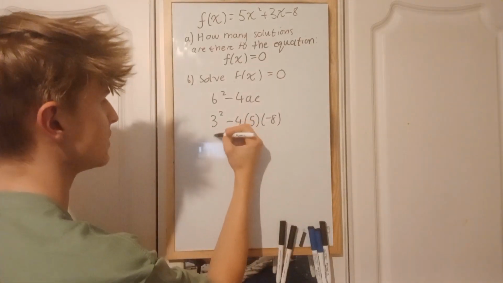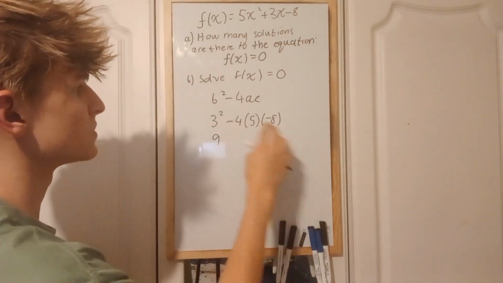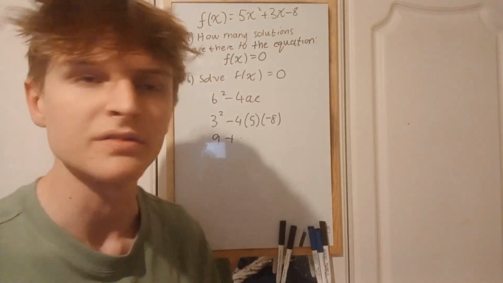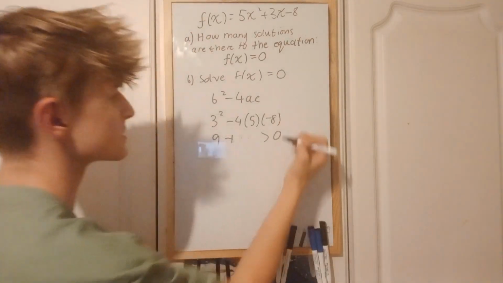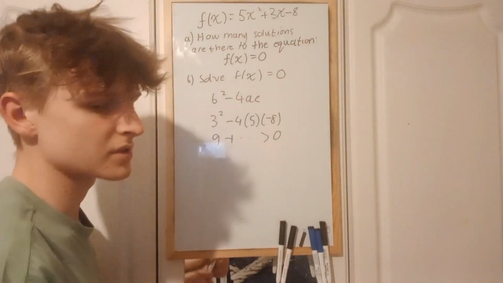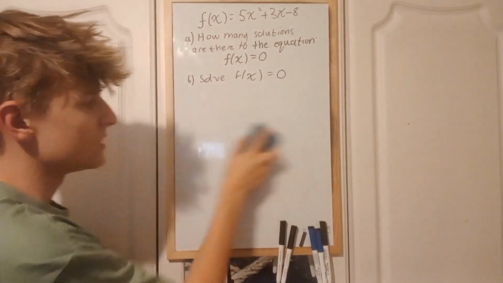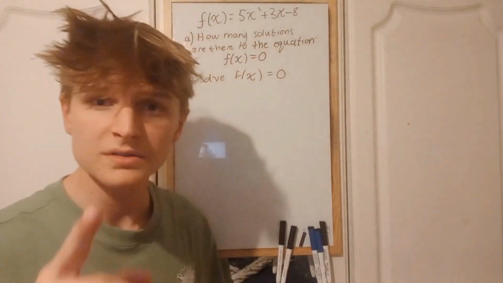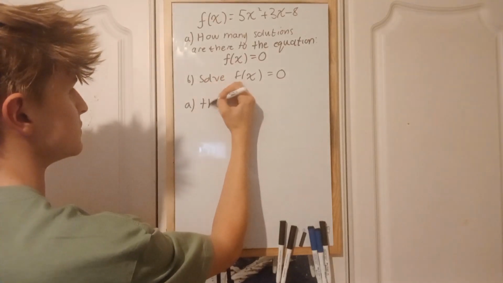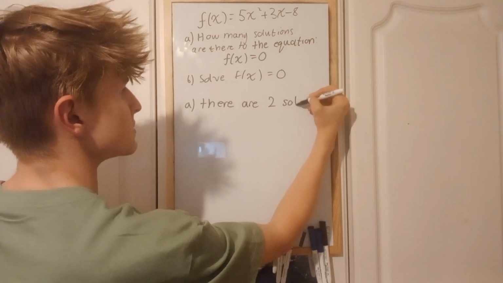Okay, we're going to get 9. And then these two negatives become a positive, and then we've got 4 times 5 times 8, but I'm not actually going to bother calculating the value of this. All we need to see is that it's obviously going to be greater than 0, so that implies there are 2 roots to the quadratic. So if I just rub this bit out quickly, because the discriminant was positive, there are 2 roots to the quadratic, or there are 2 solutions, if we're going to answer the question properly.